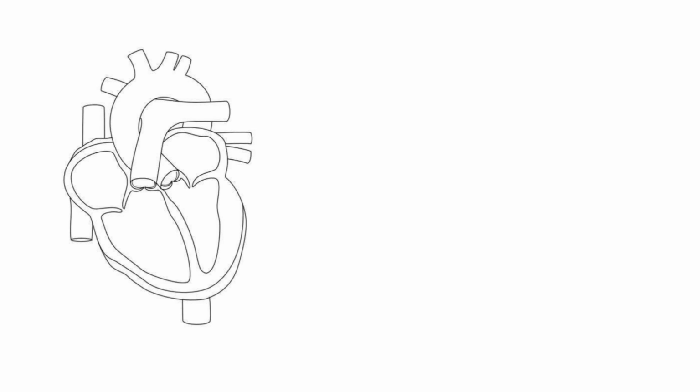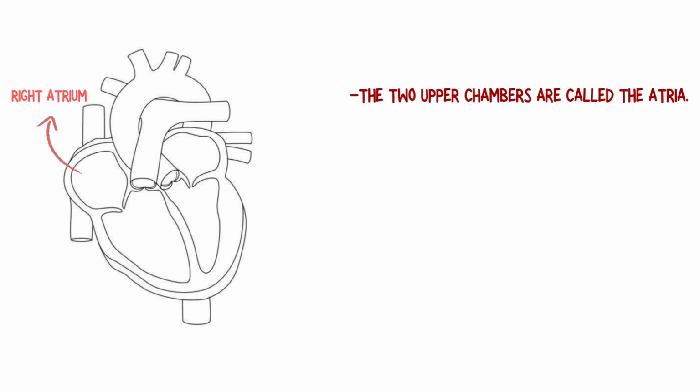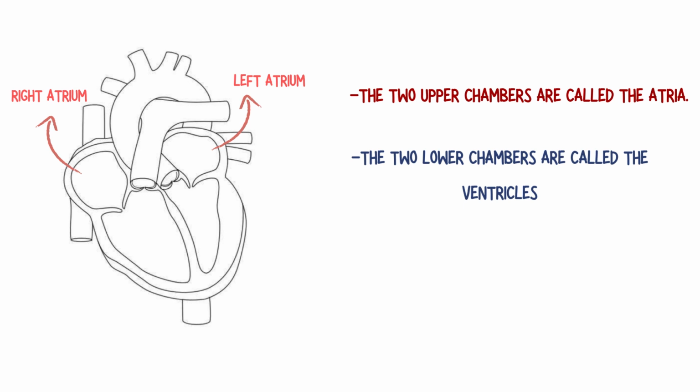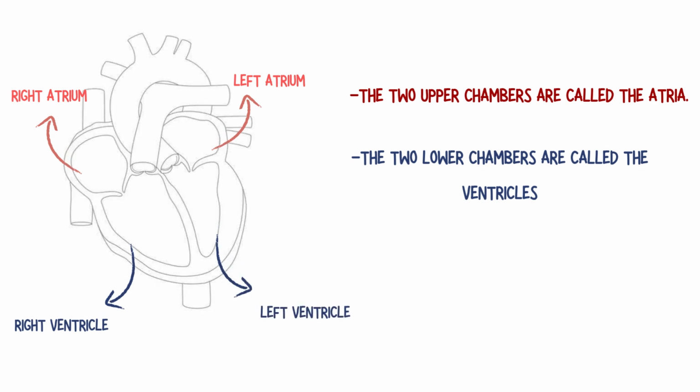The human heart is made up of 4 chambers, 2 in the upper part of the heart, and 2 in the lower part. The 2 upper chambers are called the atria. The right atrium is located on the upper right side. The left atrium is on the upper left side. The 2 lower chambers are called the ventricles. The right ventricle is on the lower right side. The left ventricle is on the lower left side.